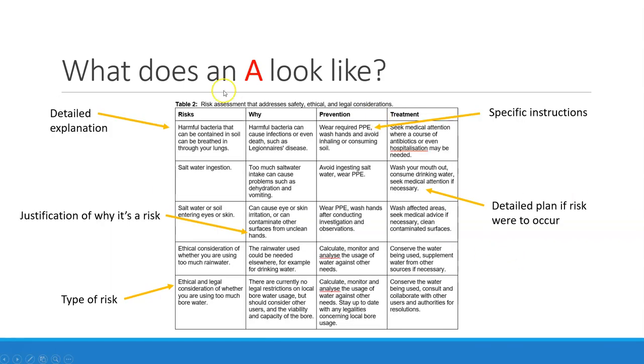Okay, you also need to include a risk assessment. I do recommend that you include this as a table. It's a really nice way to actually lay out and give all the types of risks. So there is the risk, why it's a risk, what prevention needs to happen, and if the risk were to occur, what treatment or action needs to occur. So a detailed explanation of the risk, a justification of why it's a risk, the type of risk also, and specific instructions about how to prevent, and a detailed plan if the risk were to occur.